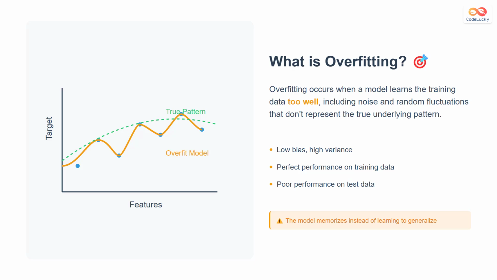Consider the coordinate system. It has features on the x-axis and target on the y-axis. The scattered data points are shown in blue color. The true pattern is the green dashed line. The overfit model represented by the yellow line tries to fit every training data point and does not generalize well.